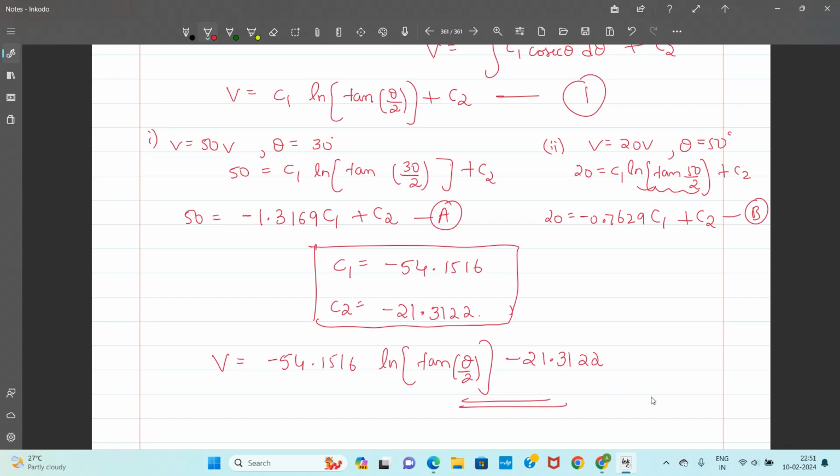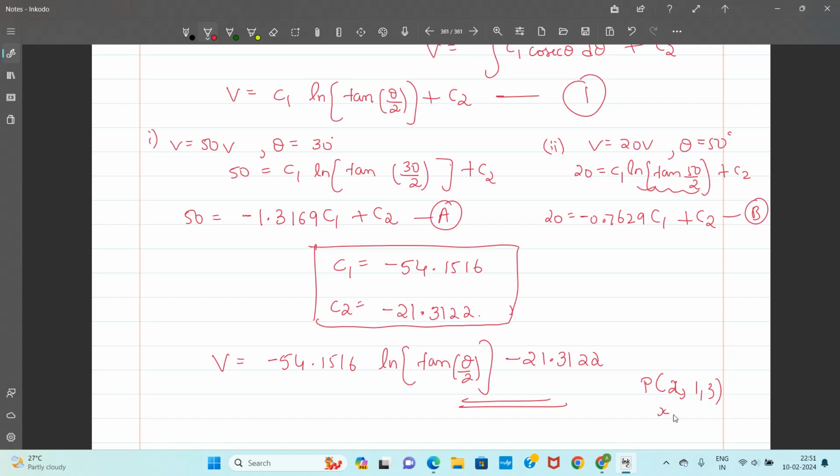Again, this is not the end because they're asking you to find the potential at this point, 2, 1, 3. I need to use these points. At this particular point, I need to know what is the value of the potential. Okay, so I got the final equation, but now if you just check the values that are given, they do not have any theta or phi value. It is not in degrees, right?